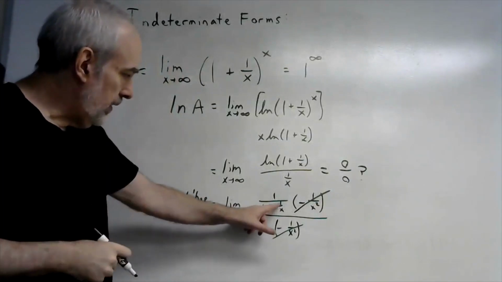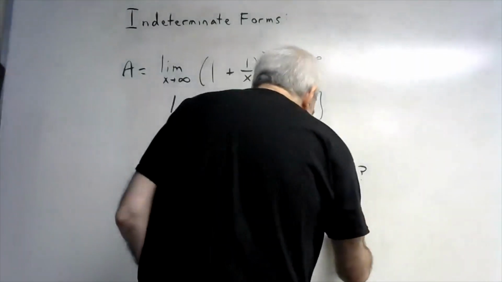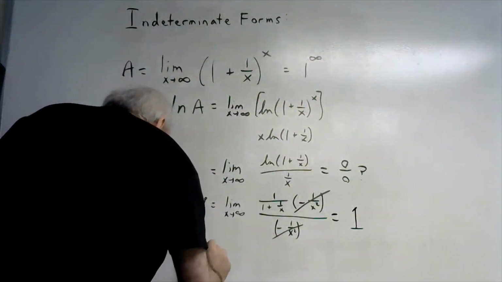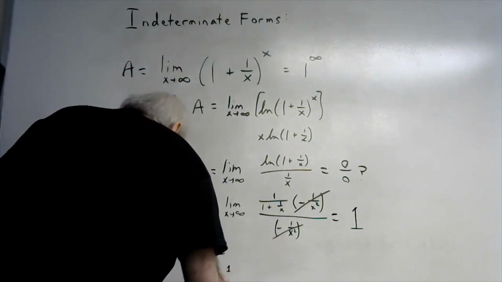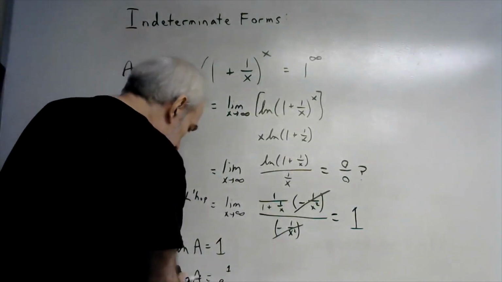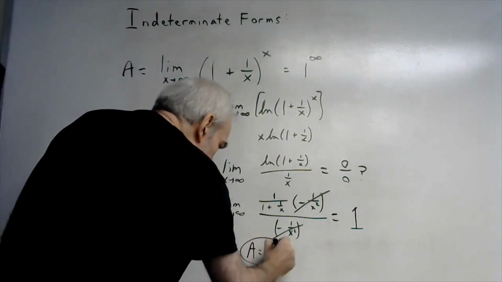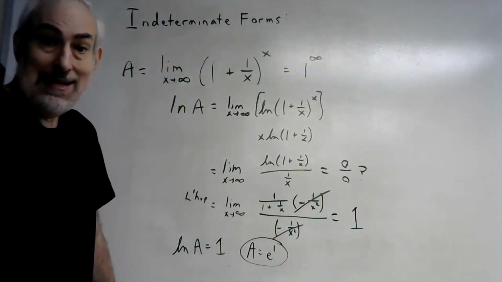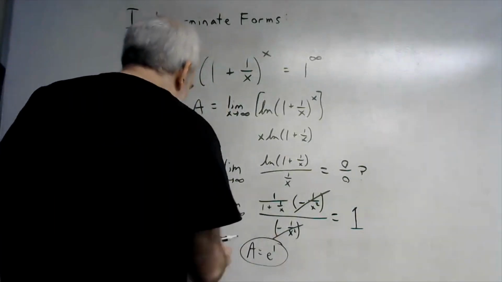As x approaches infinity, 1 over infinity goes to 0. So you just get 1 over 1, which is 1. Which means that ln of a equals 1, and therefore a is e to the power of 1, or in other words, just e. Sorry, that's a little bit off camera. So a equals e to the 1. All right, so this limit was equal to e. Okay, let's look at one last example.